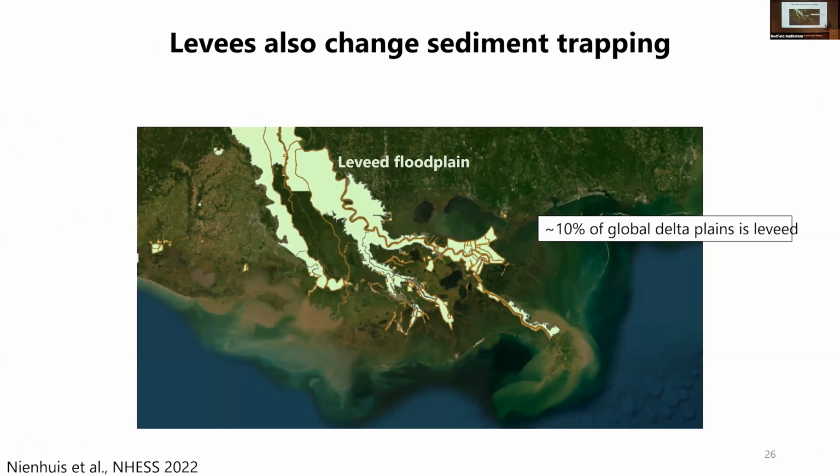We like to build levees to protect ourselves from floods. I very much appreciate them living in the Netherlands. But of course, they affect sediment trapping in delta plains, right? If you're shielded from floods, you're shielded from sediments. So we have a global compilation of levees on delta plains, and we find that around 10% of global delta plains is now stuck within levees, so it doesn't receive sediment anymore. So humans, in that sense, also greatly decrease likely the amount of sediment trapping globally.